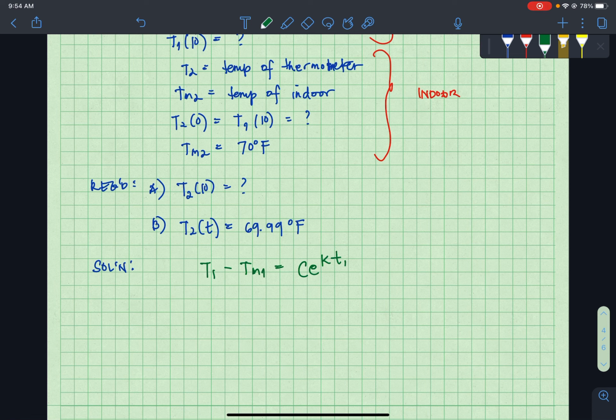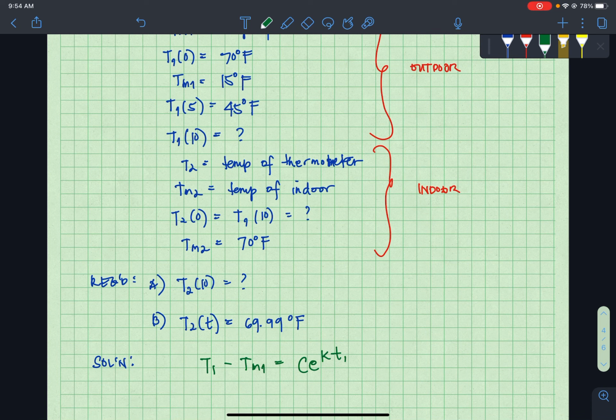Regardless of the environment it will be subjected to, whether we subject our thermometer outside at a temperature of 15 degrees Fahrenheit and then transfer it back inside at a temperature of 70 degrees Fahrenheit, the proportionality constant K of the thermometer will just be the same. So in short, K is fixed or constant. Only C changes. Take note of that. K is constant.